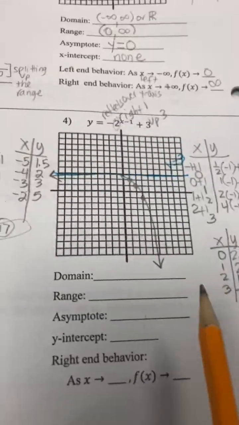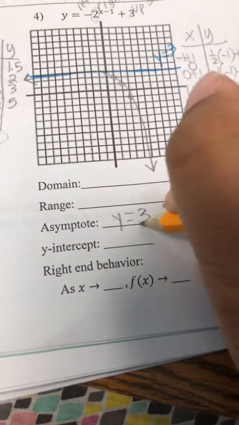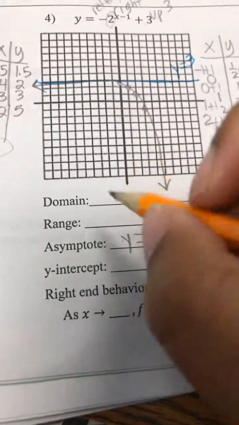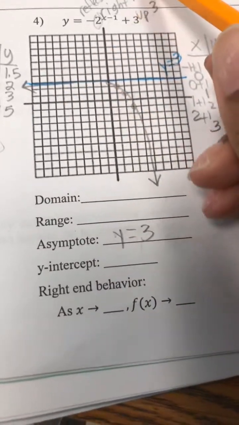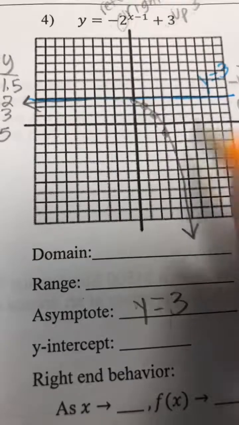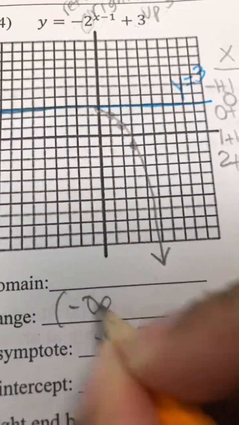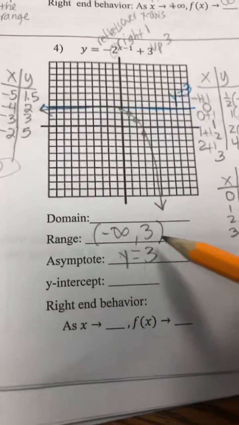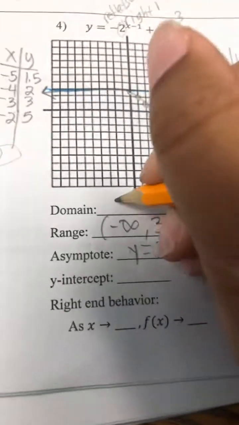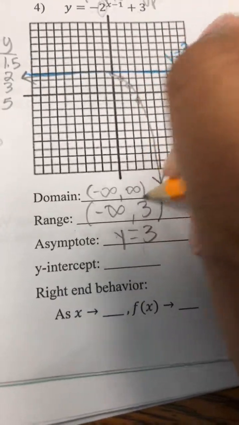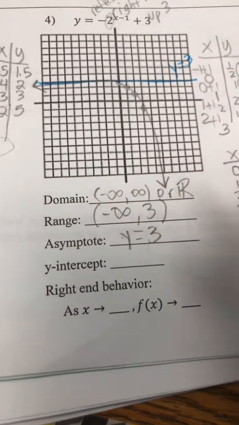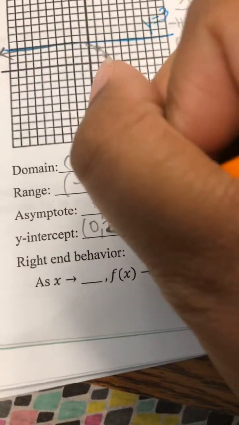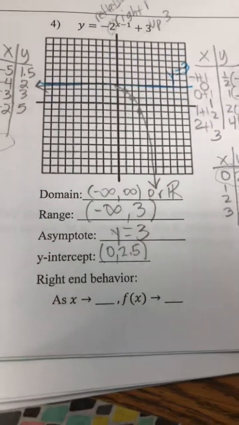So that means our range is going to be a little different. Our asymptote is still the translation, so it would be at y equals 3. The range now, instead of going from 3 up to infinity, it's going 3 down to negative infinity. And remember, negative infinity is smaller than 3, so I must write that first. Don't worry about brackets because we don't use them anymore for this unit. Domain stays the same. Our y-intercept, yay, we do have a y-intercept. 0, 2.5.